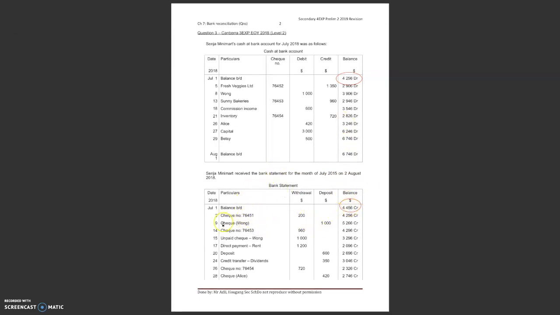And if you were to analyze the bank statement, you realize that, hey, here, there's the $200 that belongs to the previous month. And this check, 76451, was not issued during this month of July. Okay, so let's cancel it out. So that is what I mean by ensure that the opening balance is the same before we move on.